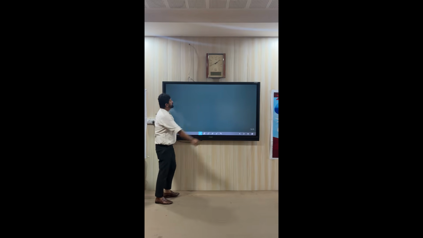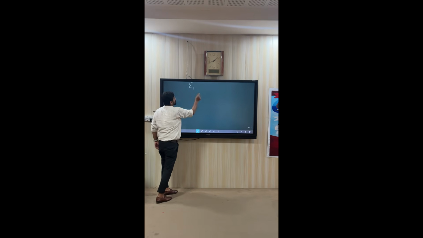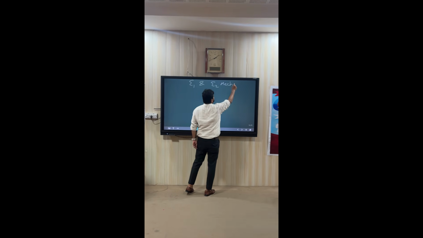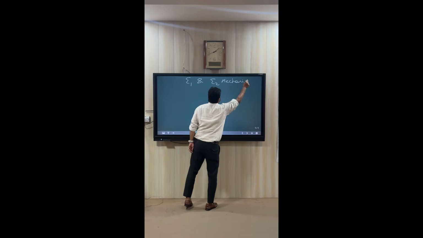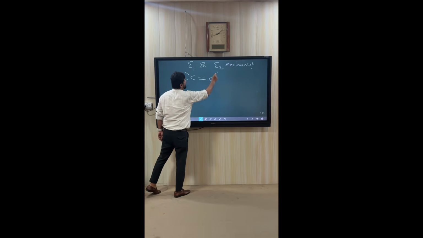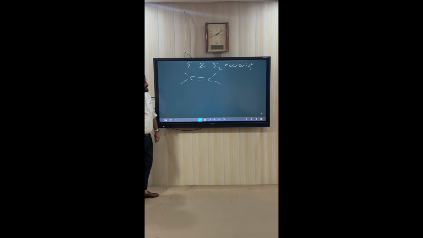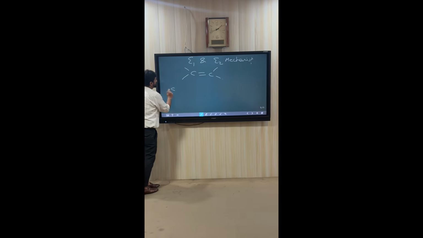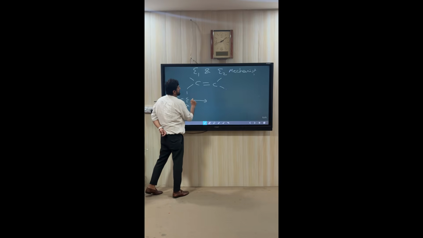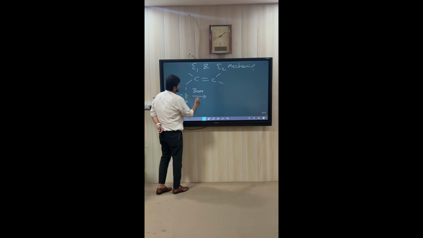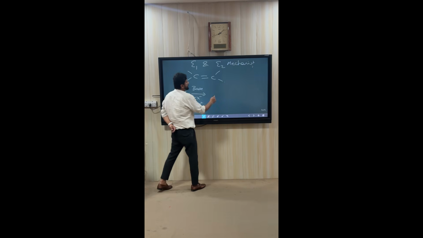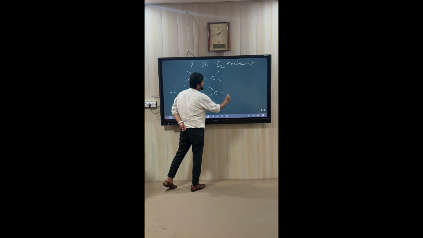Good afternoon, everyone. Today we are going to discuss the topic of the E1 and E2 mechanisms. In this reaction, we are going to prepare alkenes. A compound with a carbon-carbon double bond is called an alkene. For the preparation of alkenes, we take alkyl halides and add a base, which extracts the halide ion and an H positive ion to give us an alkene.